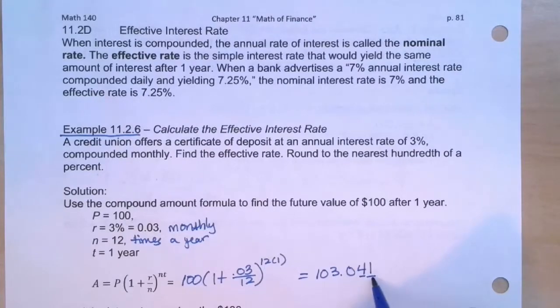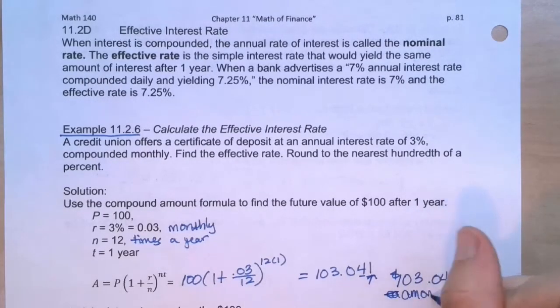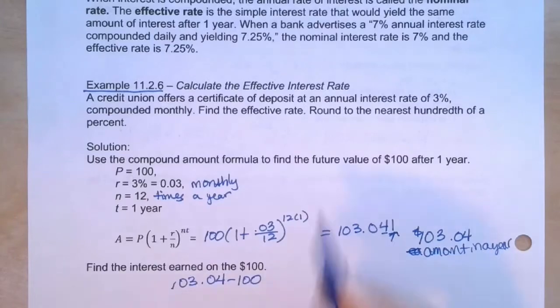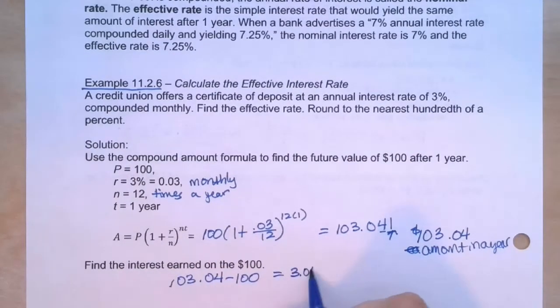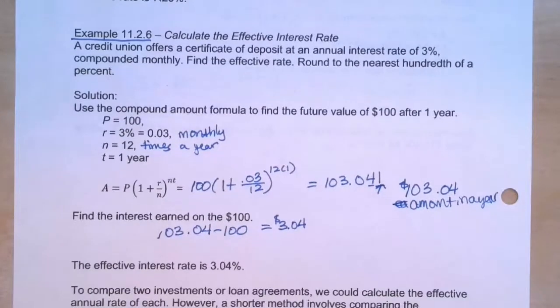$103.04. Looking at the 4, the next digit tells us to leave it be, so $103.04. This would be our amount in a year. So then the interest would just be this minus 100. So we get $3.04 would be the amount we earn on $100, which means that our effective interest rate is 3.04%.